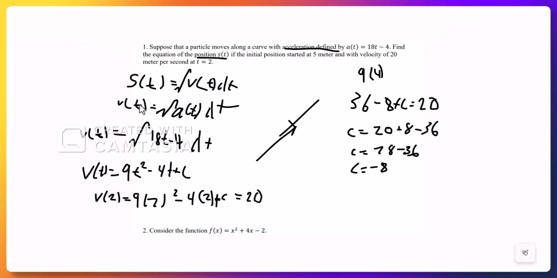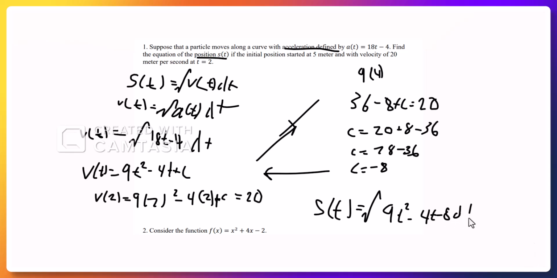And now we're going to plug this into the position equation, since the position is the integral of v of t. So with this information, s of t equals the integral of the equation, but instead of c, we plug in c equals -8. So we have 9t squared minus 4t plus minus 8 dt. I'm going to clear this up a little bit so we could start from up here.